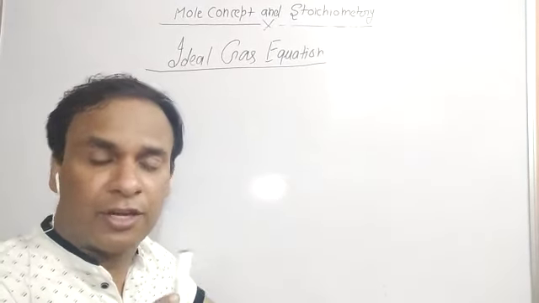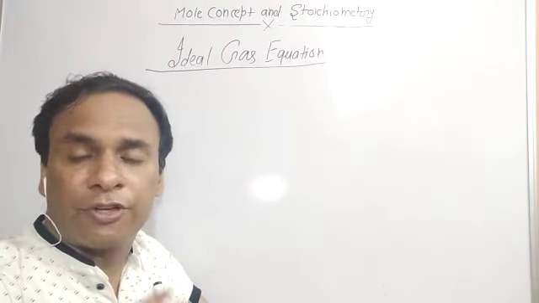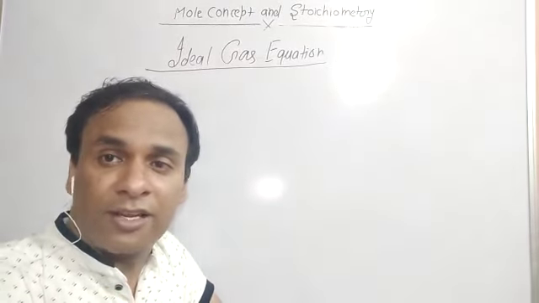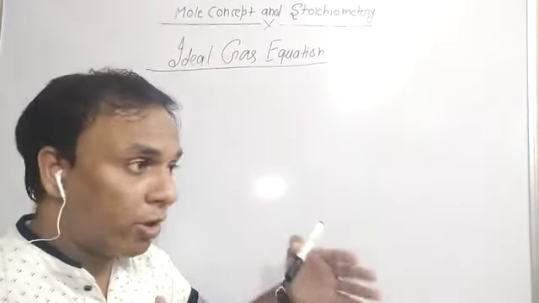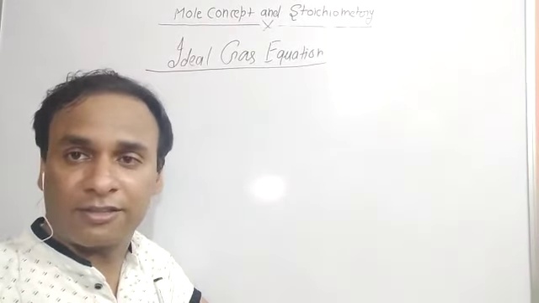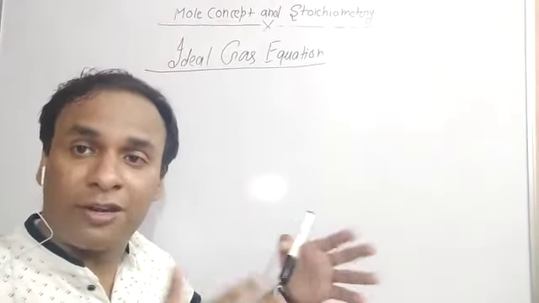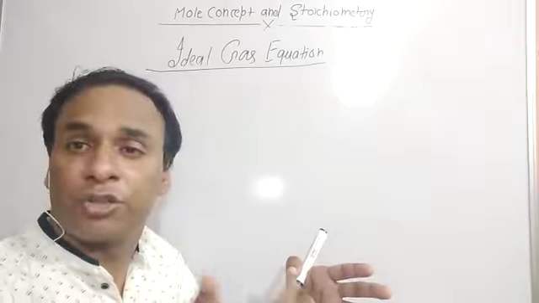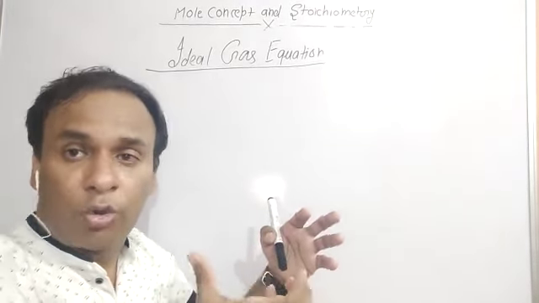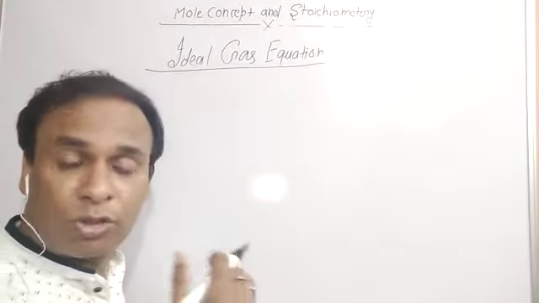Now the next and very important relationship: the ideal gas equation. First of all, what is called an ideal gas? Ideal gases are those gases which follow Boyle's law and Charles' law under all circumstances, meaning all conditions of temperature and pressure. That is called an ideal gas. Then how do we find the ideal gas equation? With the help of Boyle's law and Charles' law.